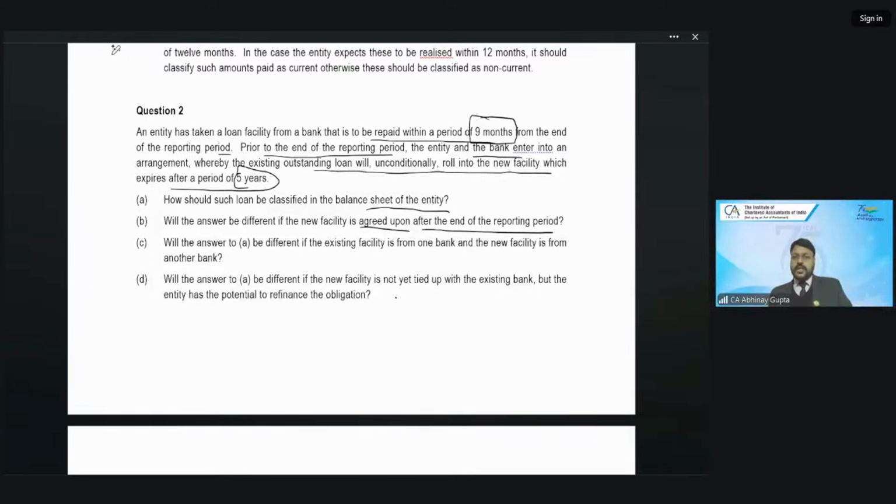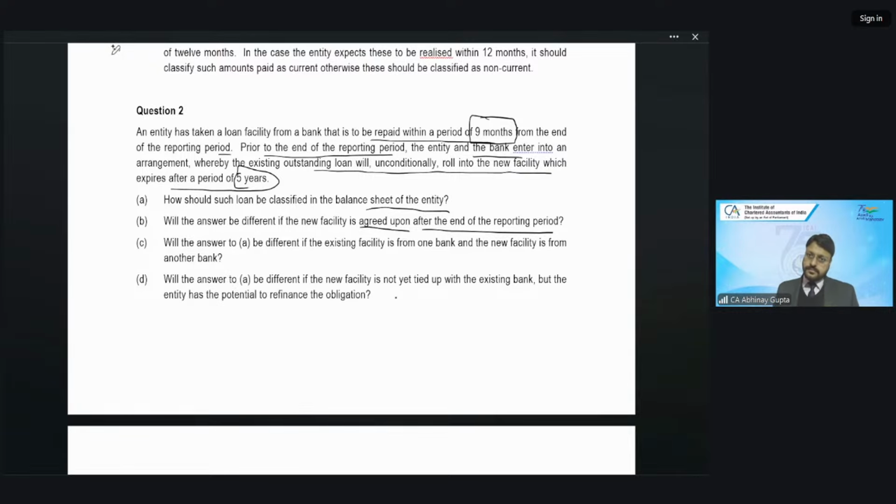And the last, will the answer to A be different if the new facility is not yet tied up with the existing bank, but the entity has a potential to refinance the obligation? Yes, sir. No, sir. It will be classified as current only.